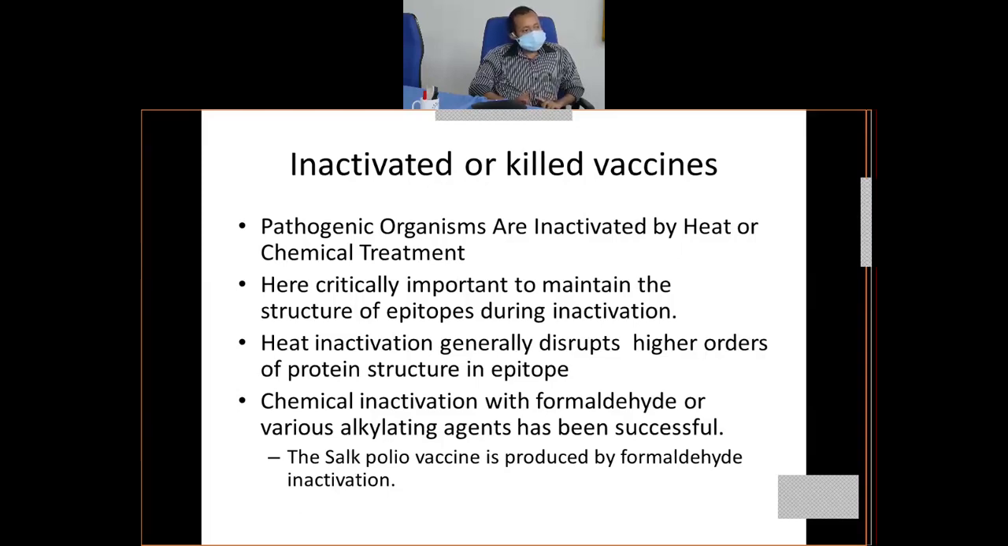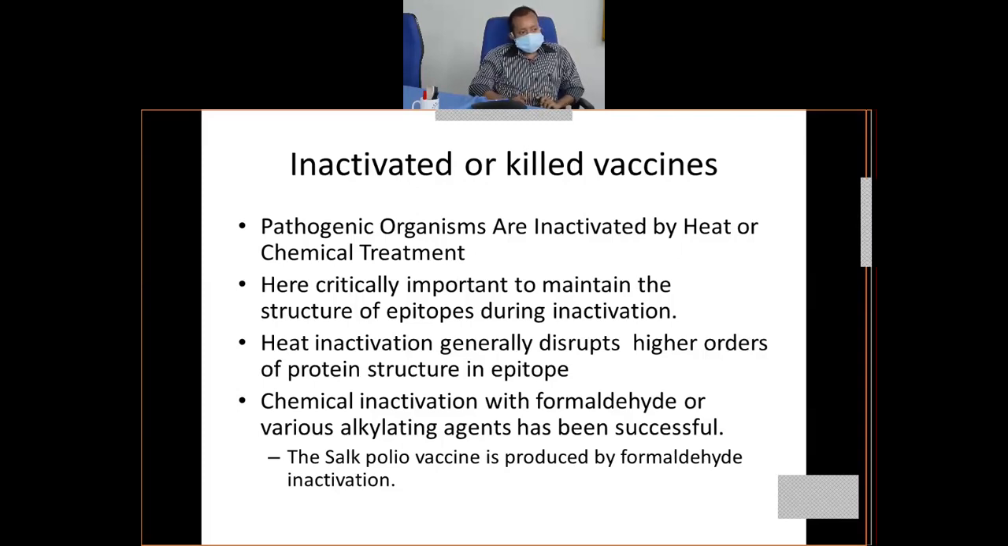But if you heat a protein, you know that the tertiary, secondary and quaternary structures are broken. If the tertiary and quaternary structures undergo extensive breakdown, the normal epitopes cannot develop an immune response in an individual. That's why nowadays heat inactivation is usually not used. Mostly chemical inactivation like formaldehyde is used.